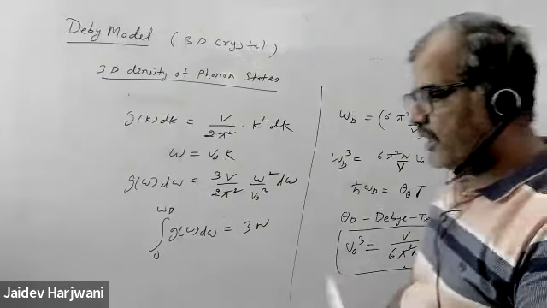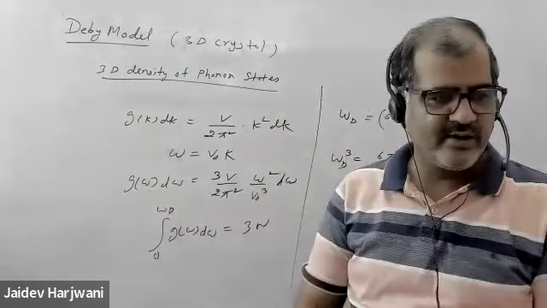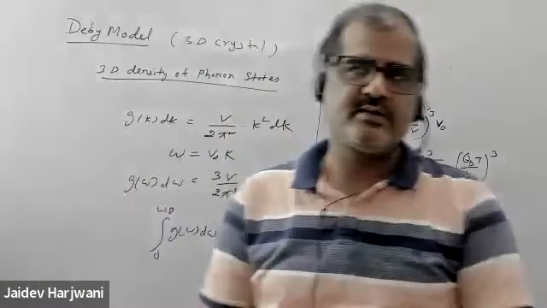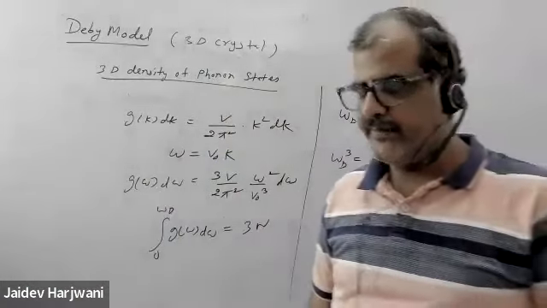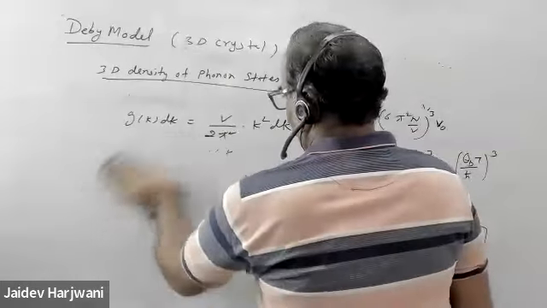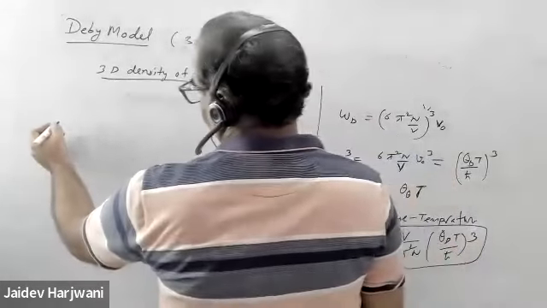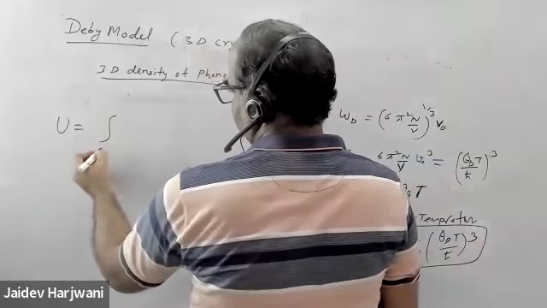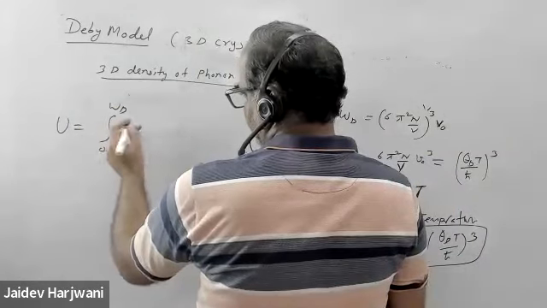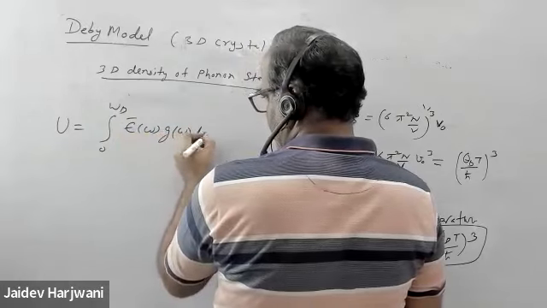Now my aim is to calculate the total energy. The modes I know. I need to calculate the total energy. Once I know the total energy, I can differentiate in the high temperature range and the low temperature range, and I can get the specific heat. So now let me write the total energy expression. Total energy is the integral from 0 to omega D of the average energy E(omega) times g(omega) d omega.